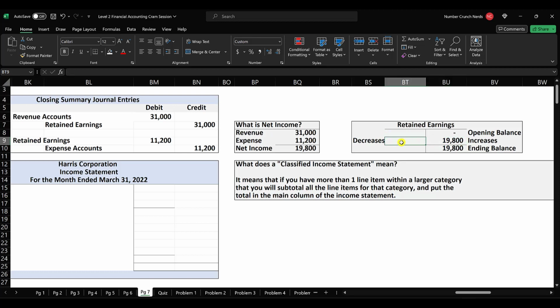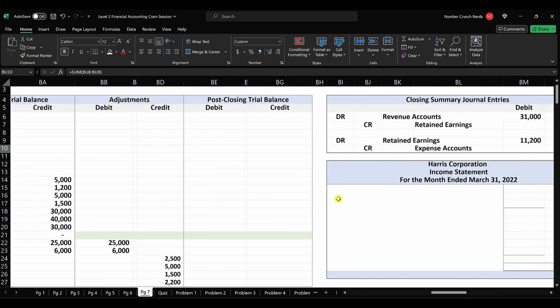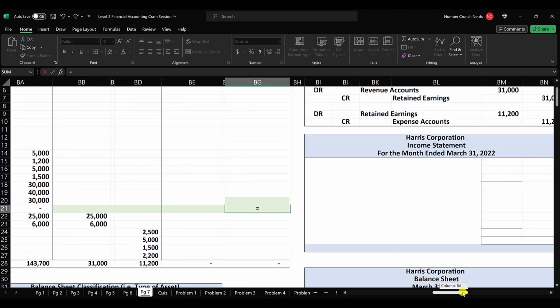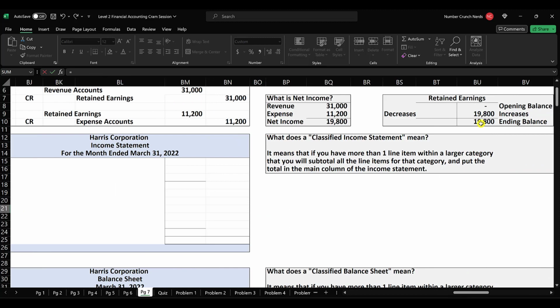There's no mention of any decreases anywhere in the problem related to retained earnings. So that gives us a simple summation of 19,800. Remember, a T account is opening balance plus increases minus decreases equals ending balance. So we have a 19,800 credit balance in retained earnings, and I'm just going to come over here and plug that in right here in the post-close trial balance because we know what that number is.